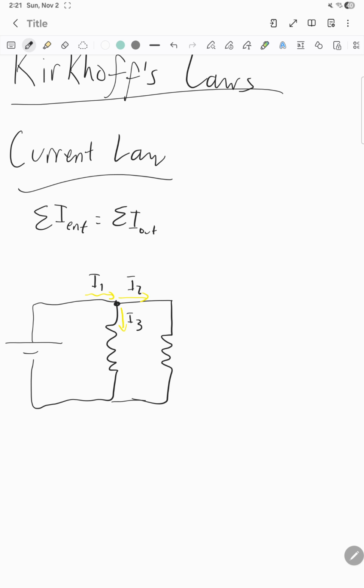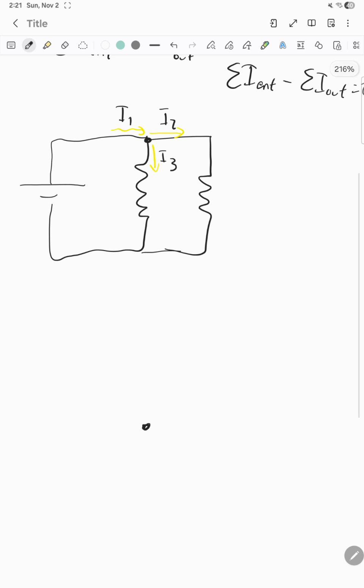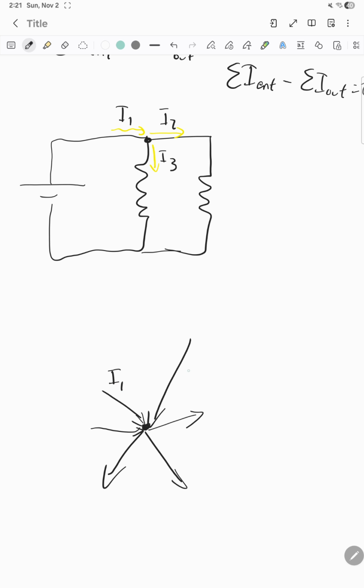Which you could also write as the sum of current entering minus the sum of current out is equal to 0. This applies to any junction or joint. If you have current going in here and there, and current escaping here and there, let's call these I1, I2, I3, I4, I5, and I6.